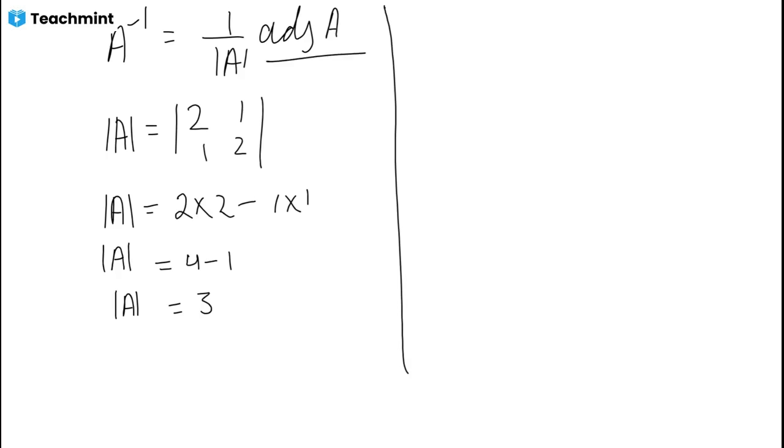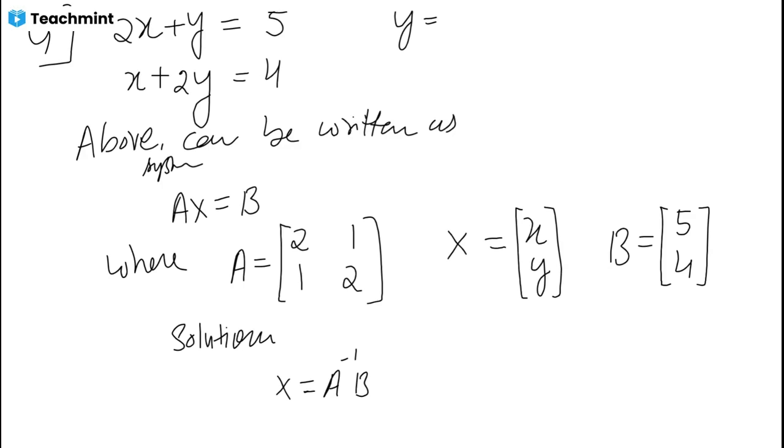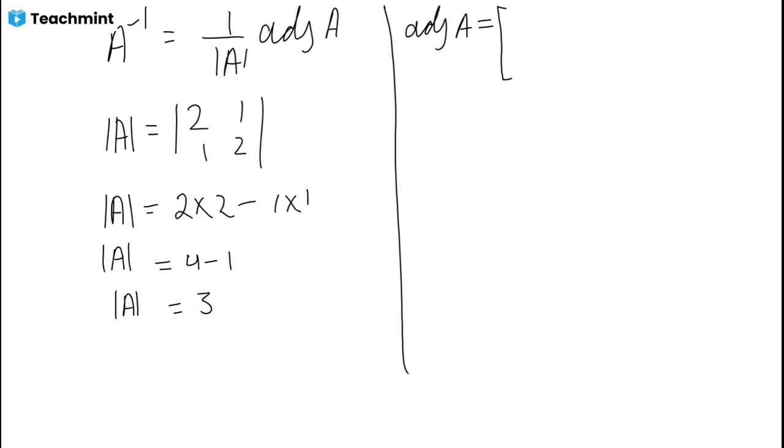Now we need to find the adjoint also. For the adjoint of A, just exchange the diagonal elements. We have the same elements on the diagonal, so if we exchange we get the same, and just take the opposite sign of the other two elements. So 2, 2, minus 1 and minus 1. So inverse of A is 1 by 3, because the determinant of A is 3, into the adjoint of A.